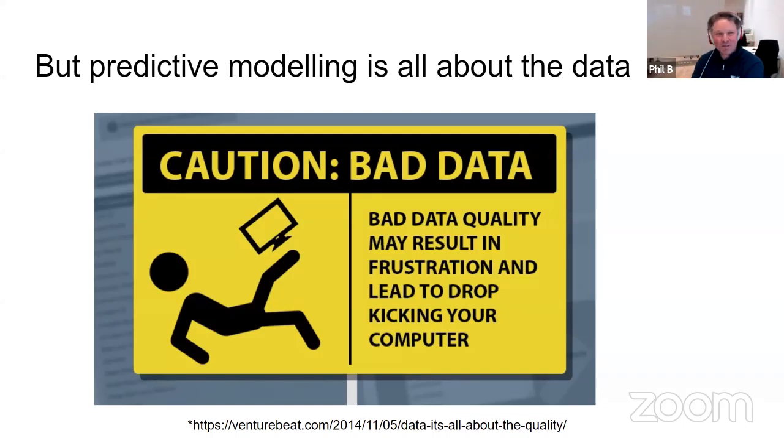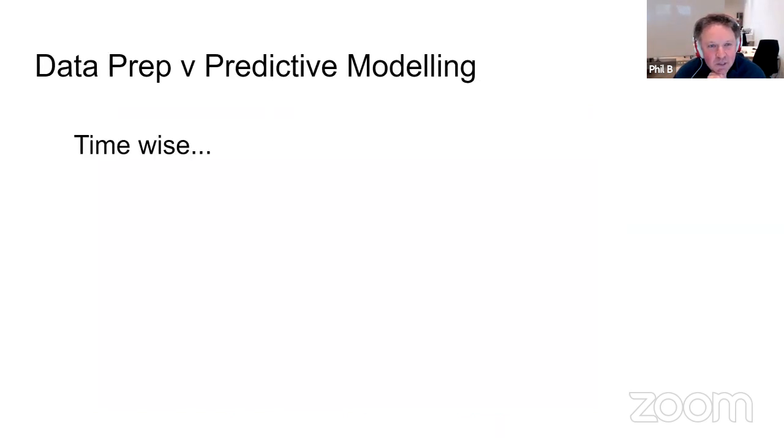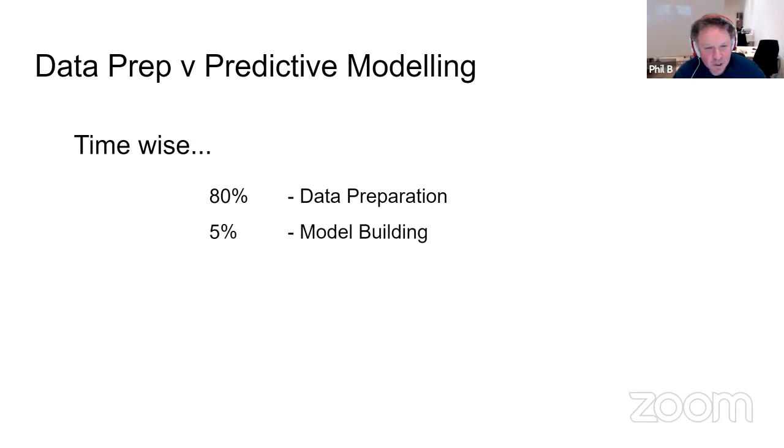So when we're building predictive models, it's all about the data, and unless our data is square, the model is going to be pointless. So you've probably all heard this before: data prep versus predictive modeling. Everyone says data preparation takes 80% of the time. I pretty well agree with that. Model building, unfortunately, might be why you want to go to university and learn about TensorFlow and what have you, but that's going to take a very small percentage of your time.